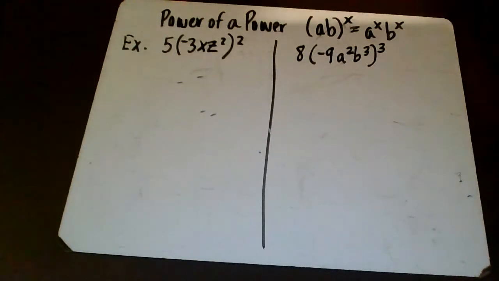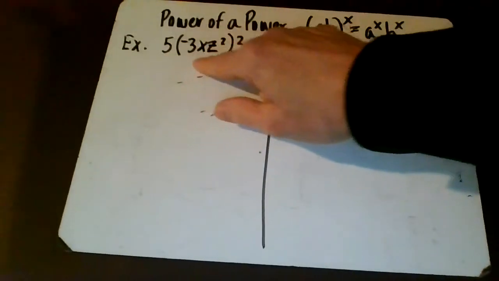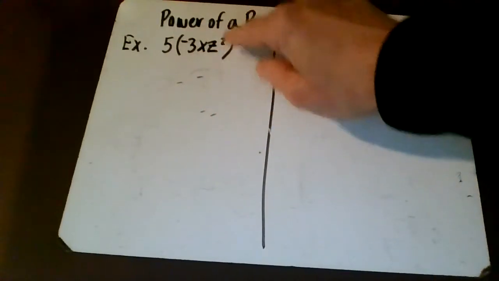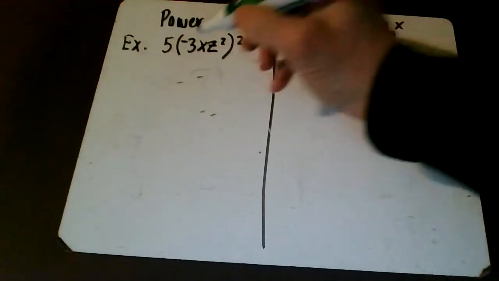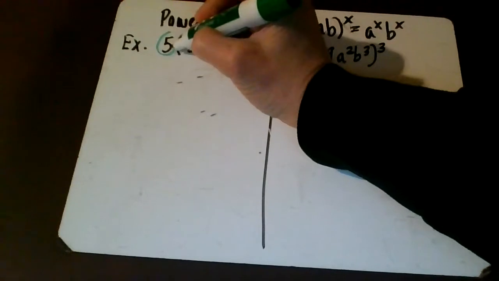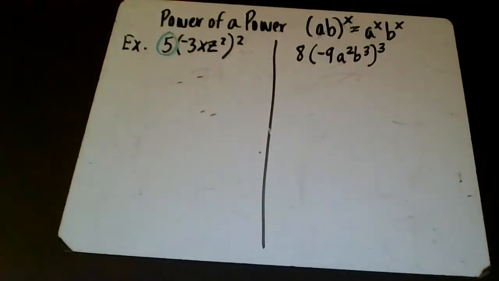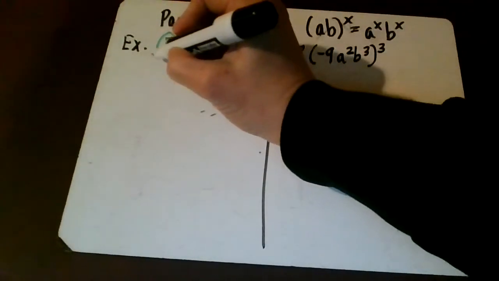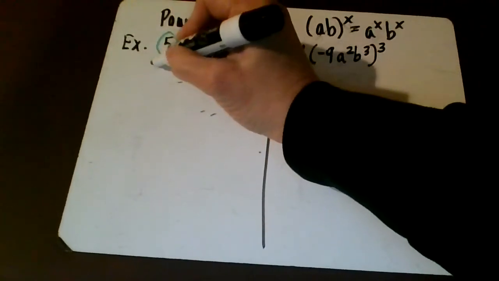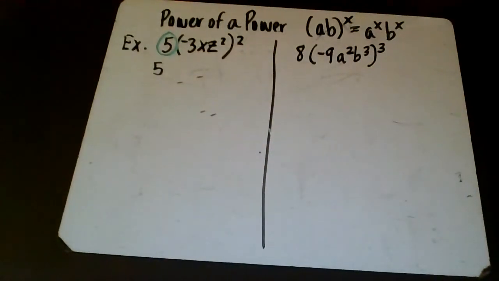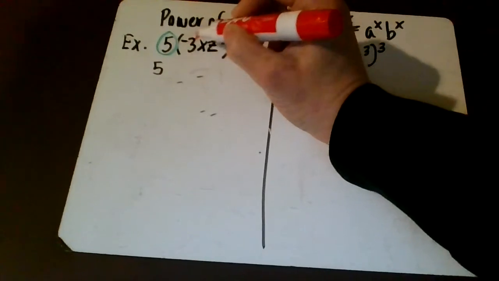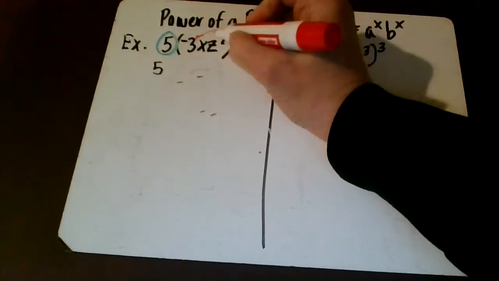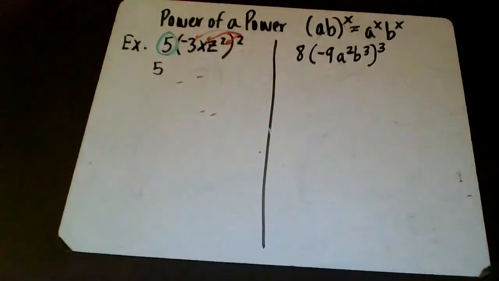All right, so here you have 5 times this quantity, which of course is a power of a power. I would just bring this 5 at this point down, and I'm going to just circle it in green. We're not going to do anything with that yet. We're just going to leave that alone. Now, I'm going to distribute this power. Don't forget to distribute it to the coefficient, and then to the x, and then to the z.